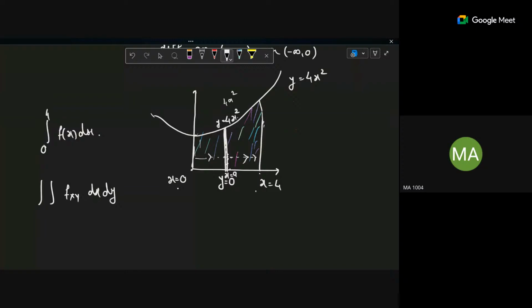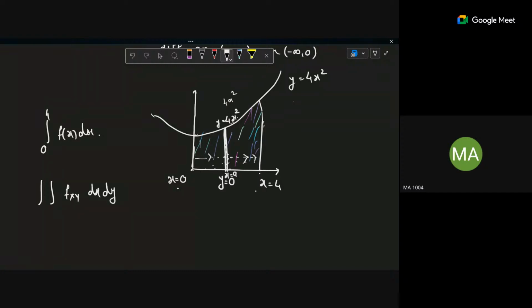Now with this, I have just defined the upper length of rod as 4x square. So once I move in the direction of x, my length of rod will get changed. And now if I swipe this rod from x is equal to 0 to x is equal to 4, will it cover the shaded region? Yes, ma'am. Okay. So that was the answer to what you asked here.